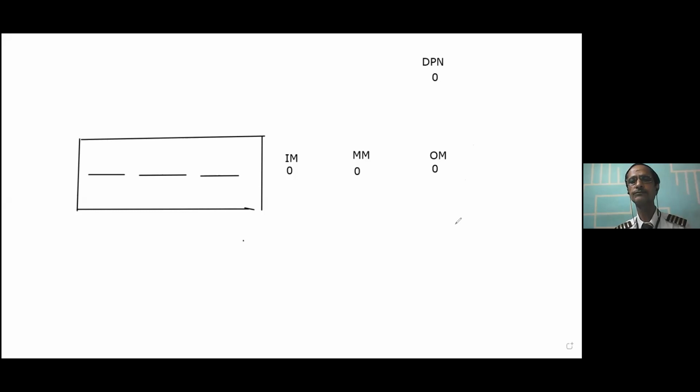Crossing outer marker outbound. Now, once you cross the outer marker outbound, what will happen? First of all, you must tell him outer marker outbound, and he will say Roger, Delhi Tower. Because in one step, you have to say crossing outer marker outbound, and he will say Roger.